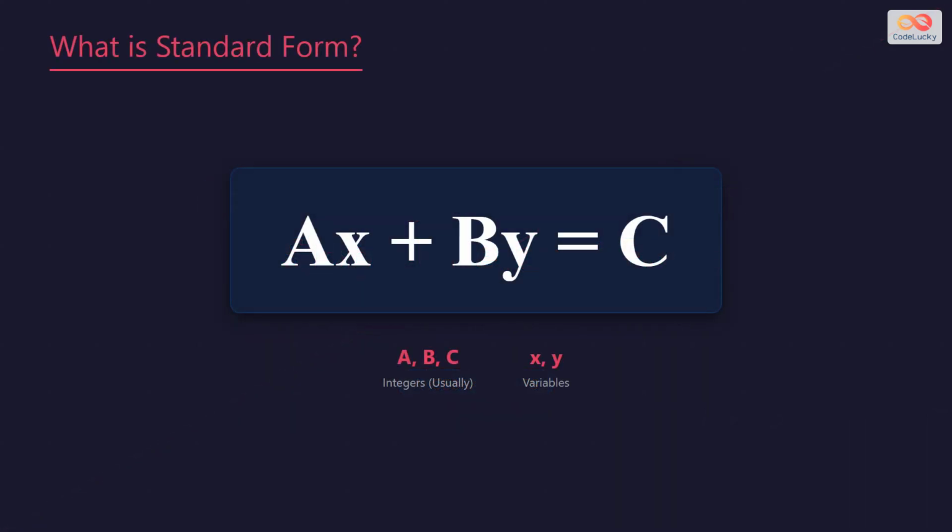First, let's identify what standard form looks like. It is written as ax plus by equals c. A, b, and c are typically integers, while x and y are our variables. You will often see equations presented this way in textbooks.